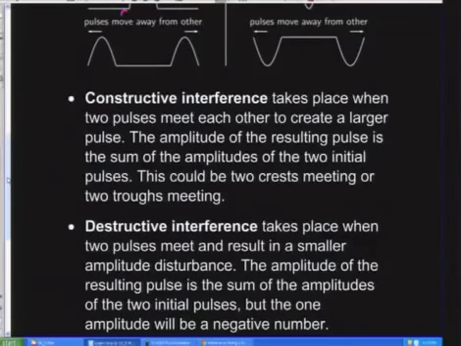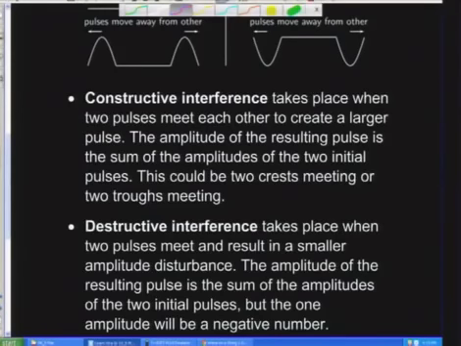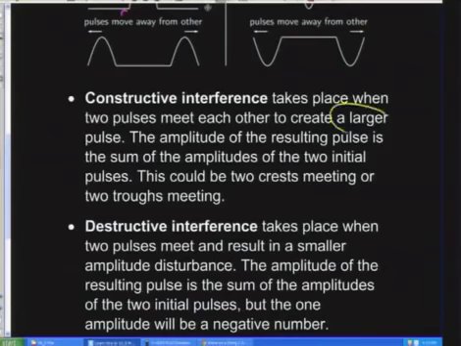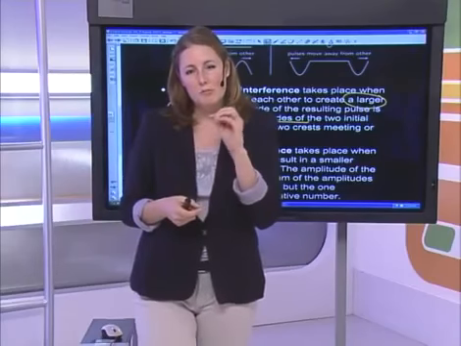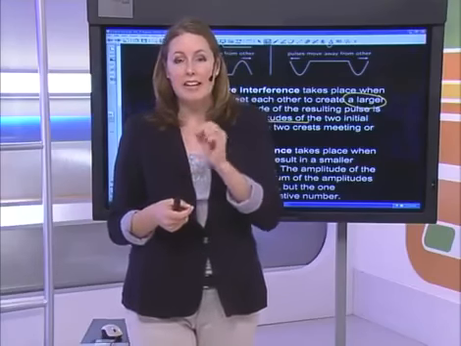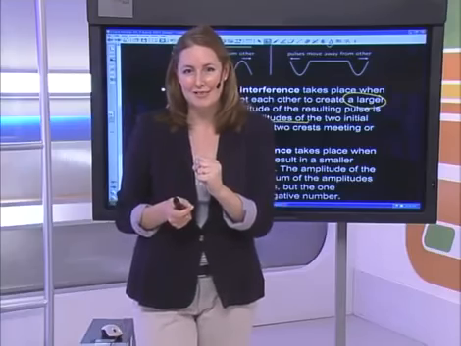Constructive interference, we'll finish off with this, takes place when two pulses meet each other to create, and I want you to get this, a larger pulse. The amplitude would be the sum of the amplitudes of the two initial pulses, and this could be two crests meeting, or two positive in the positive y direction, or two troughs meeting. So think about constructive interference, and we're going to come back and finish off with destructive interference.